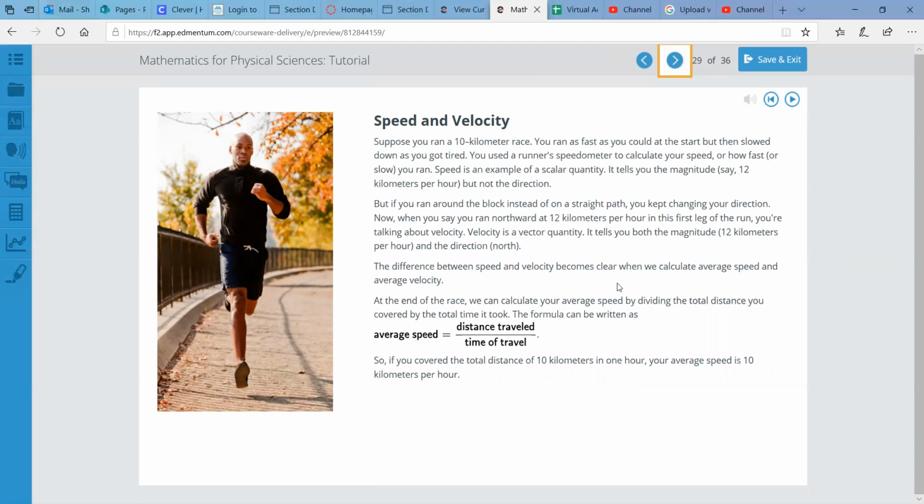Speed is scalar. It just says how fast you're going. So 12 kilometers per hour. It doesn't tell you which way. But velocity can tell you both magnitude, 12 kilometers per hour, and direction, north. So there's more information in a vector quantity.